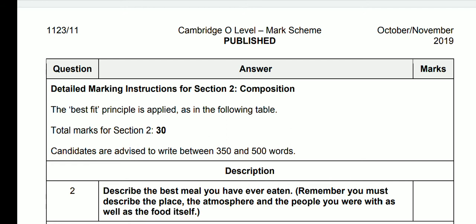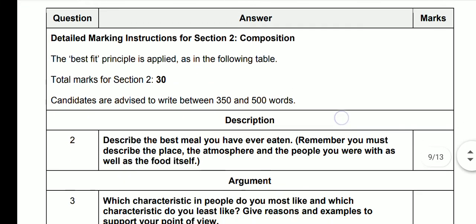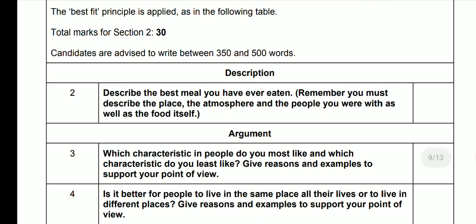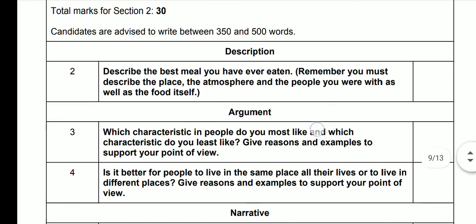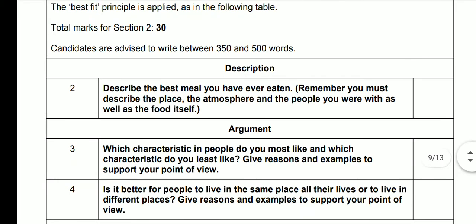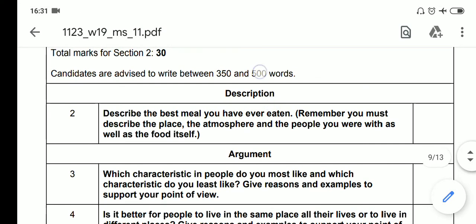In creative writing, we know that we are given essays. 5 topics of essays are given. This is the marking scheme, and today we are going to do the marking scheme analysis of narrative writing. There are 5 essays given in section 2, and you need to write between 350 to 500 words. Total marks for this section are 30.